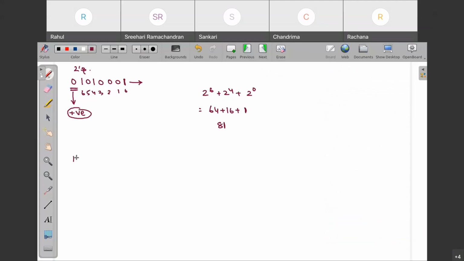So we have a number in 1's complement. Let it be 1 0 1 0 1. Tell me what is the number in its decimal counterpart? Very quickly tell me. The original number.